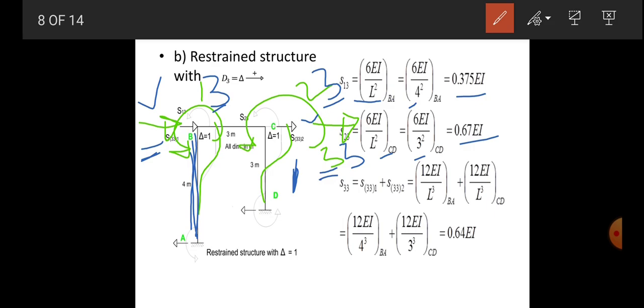And then there are reactions in the direction of coordinate 3 for both ends of the columns, so the reaction is 12 EI by L cube plus 12 EI by L cube for the AB column and for the CD column. So putting the length of each column, AB is 4 meter and CD is 3 meter, we have 0.64 EI. So we have now the third column of a matrix. Then assemble all the equations and form a superposition equation of equilibrium. Okay, so let us stop here, and the remaining part will be resumed in the next lecture.